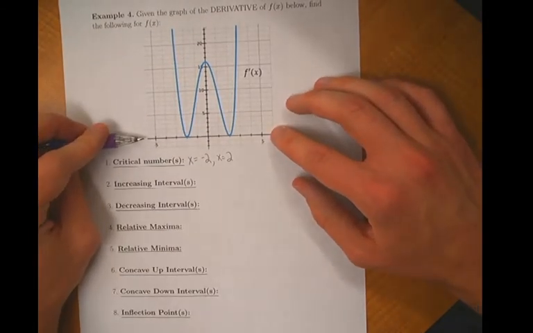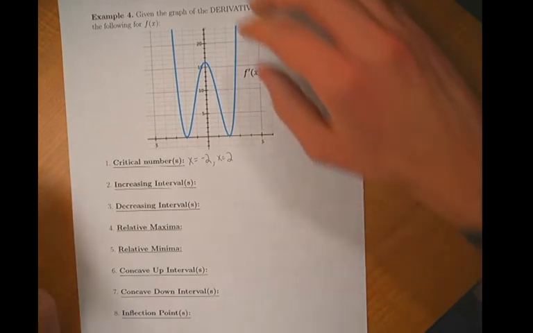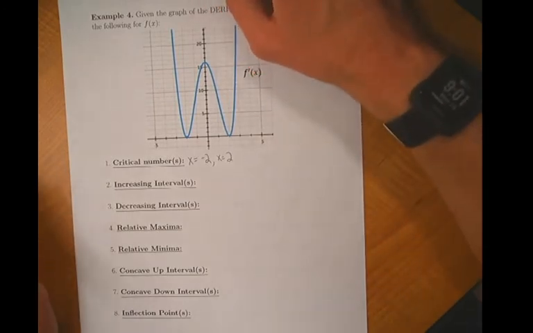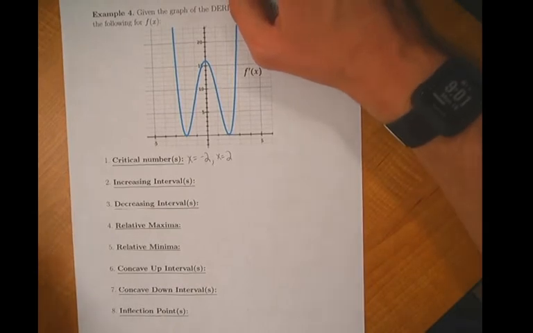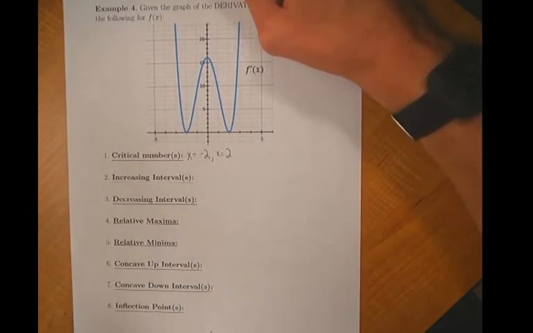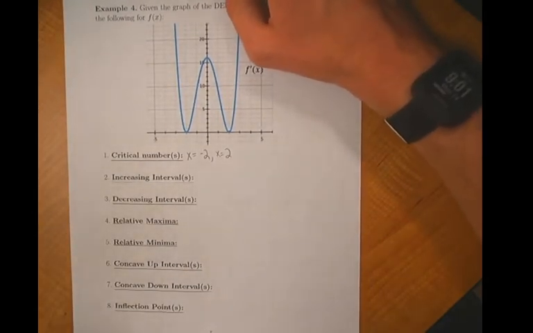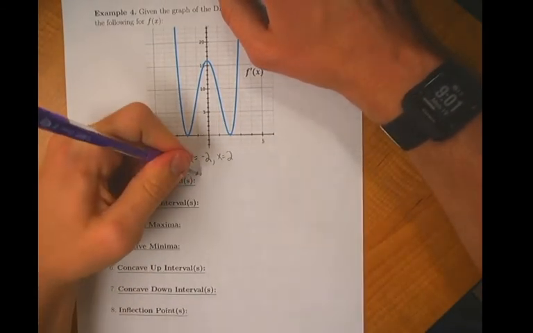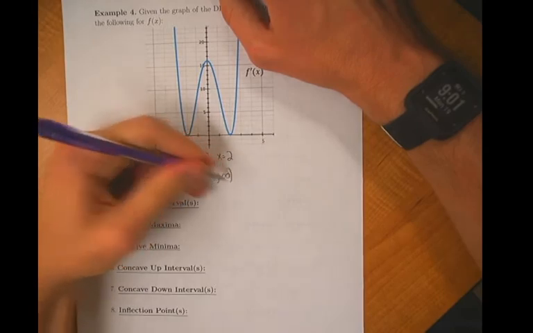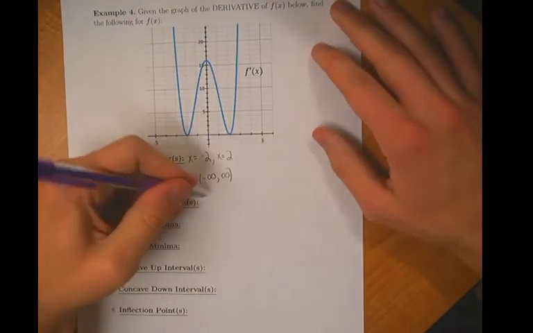Okay, and then for the increasing intervals, let's go and pick on you. Negative infinity to positive infinity, yep, and then consequently the decreasing intervals is none. Good.